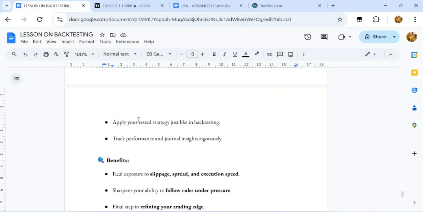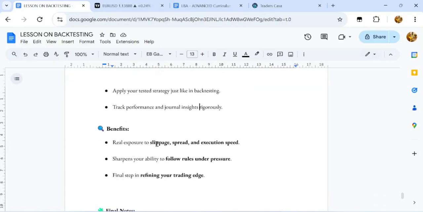So what are the benefits of this testing? Number one, real exposure to slippage, spread and execution speed. So now you interact with the market in real time. When we talk about slippage in the market, it is the time duration it takes for a trade to be executed. And most times you enter a trade, maybe you click on buy, and you were supposed to be executed at a particular point, but then the market will execute it at maybe a pip or a few pips away.